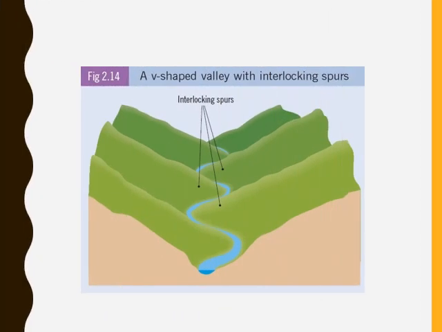A V-shaped valley with interlocking spurs. As you can see, the water is flowing in between the interlocking spurs, so the water can find its own way. No one can stop water or the flow of water.